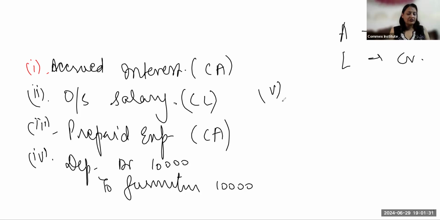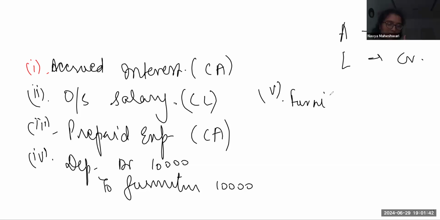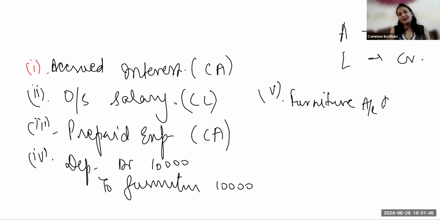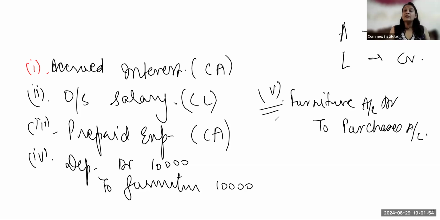Goods used in making furniture. These are special entries relating to goods. When we use our own goods to make our own assets, what will be the entry? Furniture account debit to purchases account. This is a special entry relating to goods, and always with the cost price, bacho. Always with the cost price. The special entries are passed with the cost price only, not with the selling price.